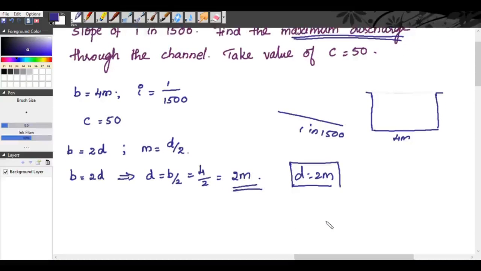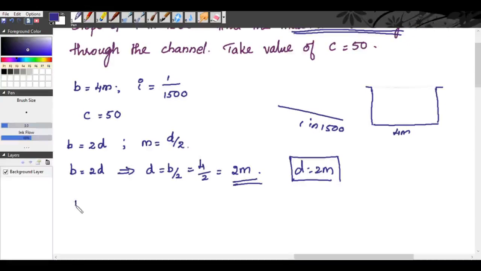Now we know for the most economical channel m is equal to D by 2. So we get m is equal to 2 by 2. Therefore m is equal to 1 meter. Hydraulic mean depth is 1 meter.